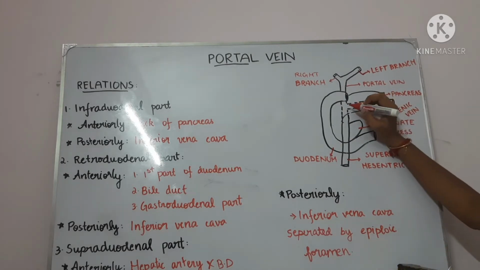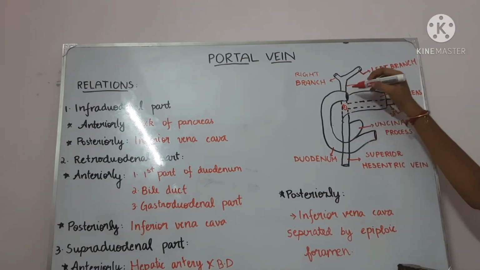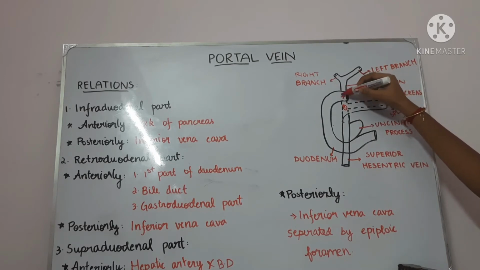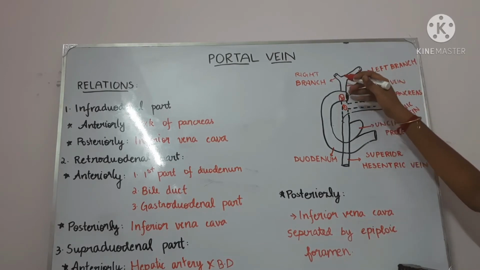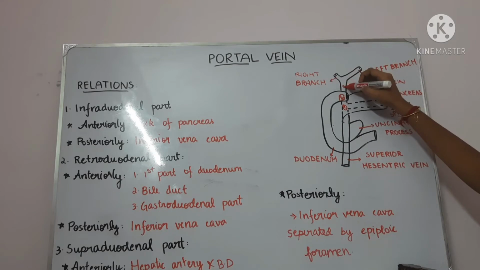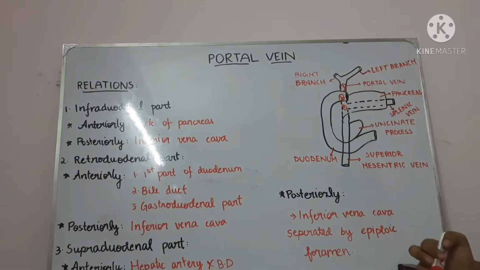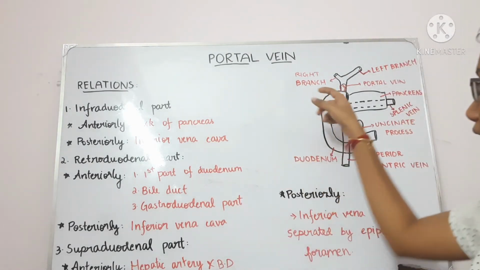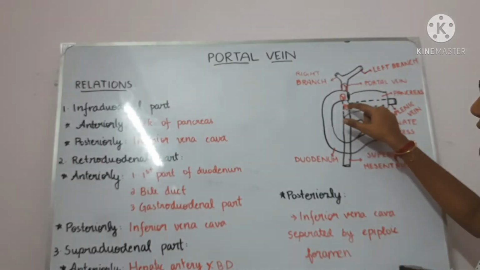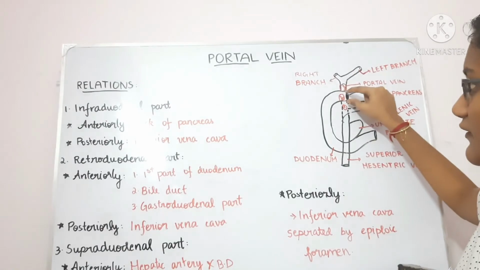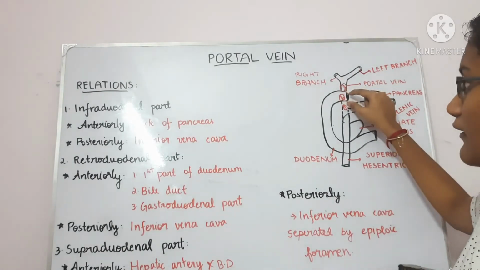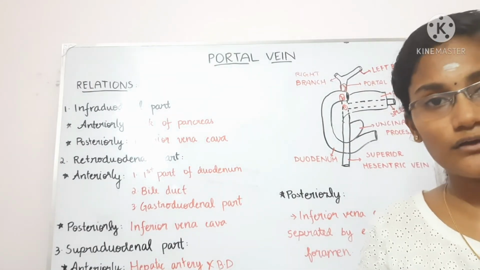This is the first part. And the part below the duodenum is the second part, and the part above the duodenum is the third part. So this is the infraduodenal region, this is the supraduodenal region, and this is the retroduodenal region. Retroduodenal region means below the duodenum.